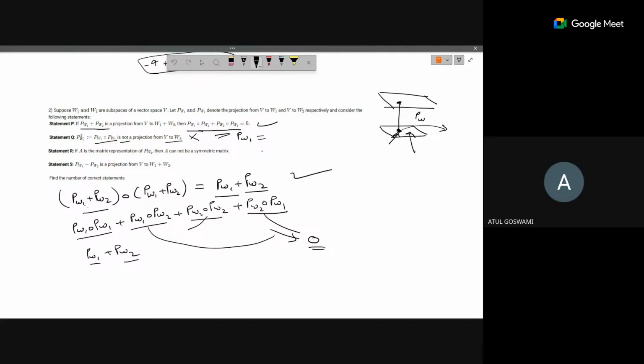If it is symmetric, then A transpose would be equal to A, right? This is the definition of symmetric, right? Do you know this? Yes. So A transpose would be A. So if A is a matrix representation of pw, then A cannot be a symmetric matrix.